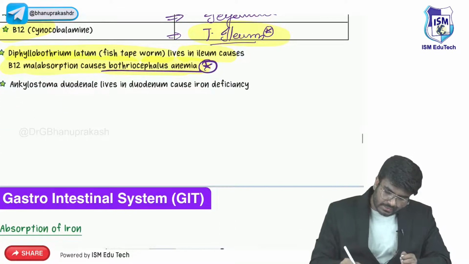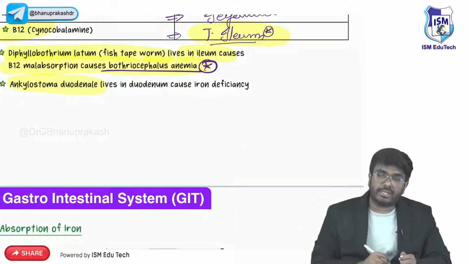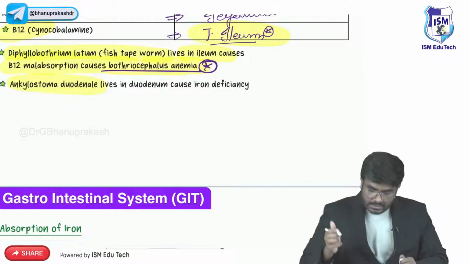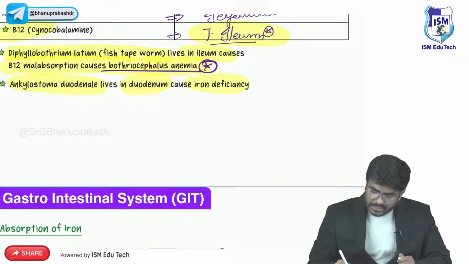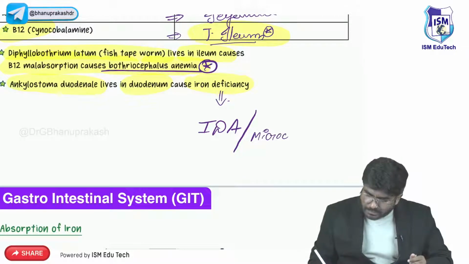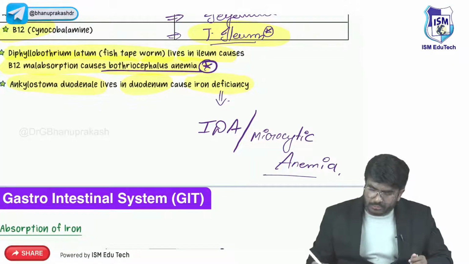Next, there is a parasite called Ankylostoma duodenale. In the name itself, it is duodenale. So if it is living in the duodenum, it causes what? It causes iron deficiency. Whenever there is iron deficiency, that will cause iron deficiency anemia. It's a type of microcytic anemia. Microcytic anemia, MCQ, which you need to know.